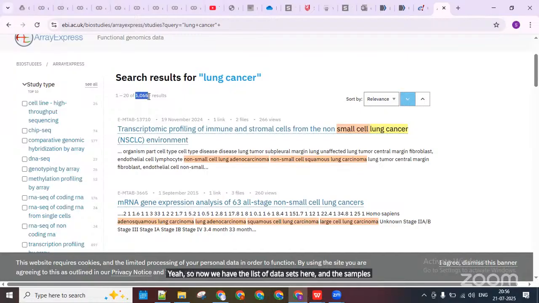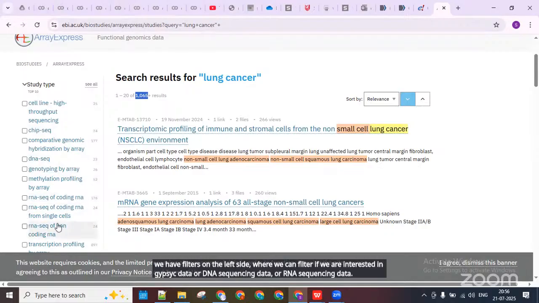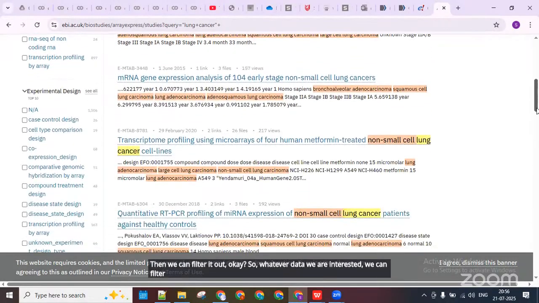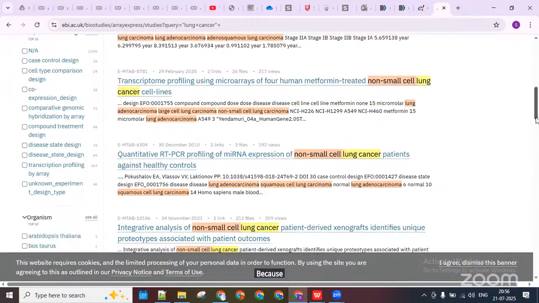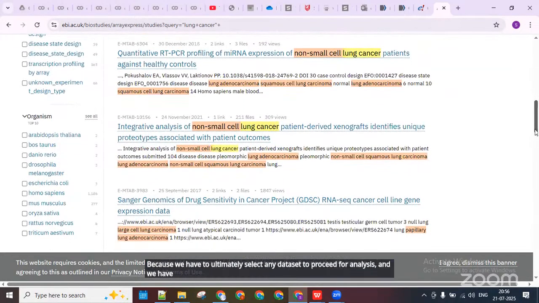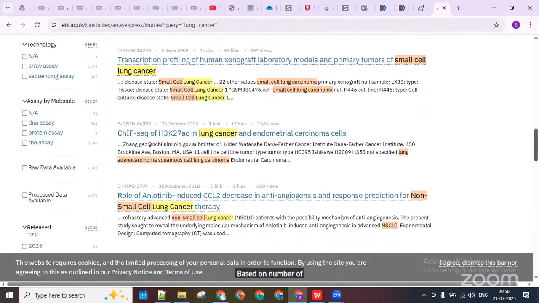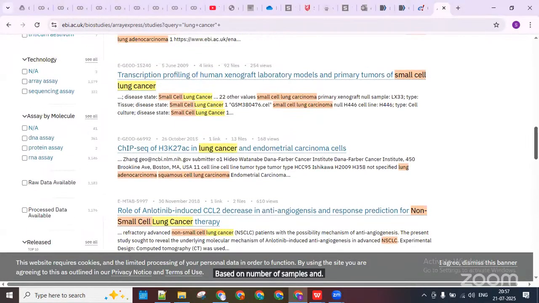In total we have 1,000+ results belonging to lung cancer. Again, we have filters on the left side where we can filter if we are interested in ChIP-seq data, DNA sequencing data or RNA sequencing data. Whatever data we are interested in, we can filter so that we keep the list short, because we ultimately have to select a data set to proceed for analysis, and we have certain conditions to select it based on the number of samples and the type of files available for analysis.